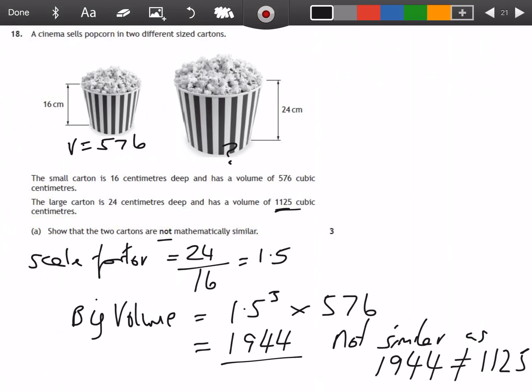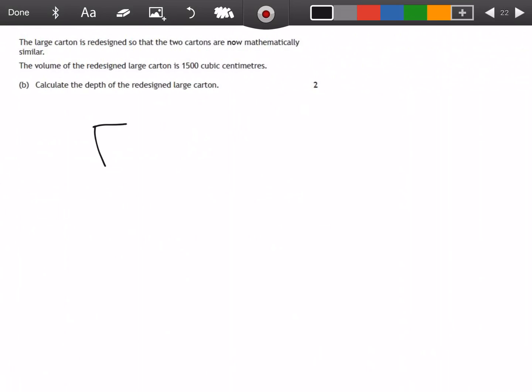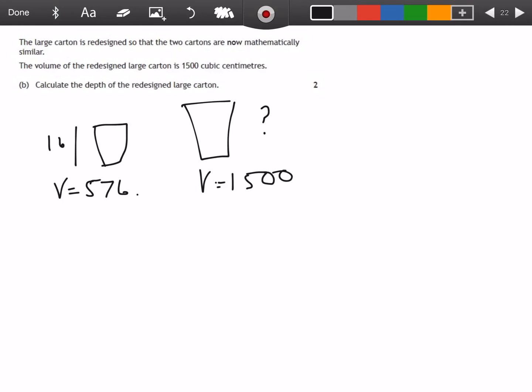We've got the volumes. We know the scale factor's cubed, right, okay. I'm going to have to draw a wee picture out here. Right, so this one's 16, but we don't know that height. The volume of the big one is 1500, and the volume of the wee one is still 576. Right, that's us now. That makes sense. Okay, so we have to find the height of the big one. That's basically what we're trying to do here.